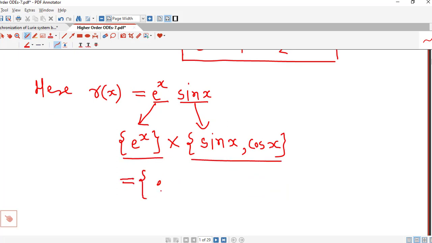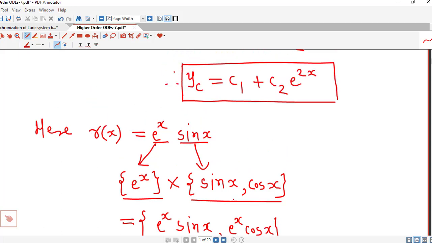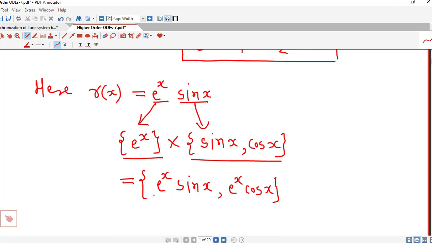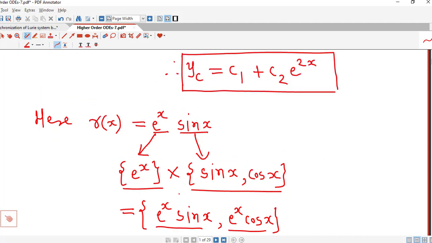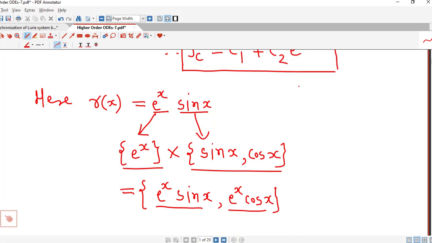So we know how to write down Cartesian product: e raised to x into sin x, e raised to x into cos x. Now we check whether any member of the family is present in the complementary function or not. So here we have e raised to x sin x, which is not present in the complementary function, and e raised to x cos x is also not present in the complementary function.